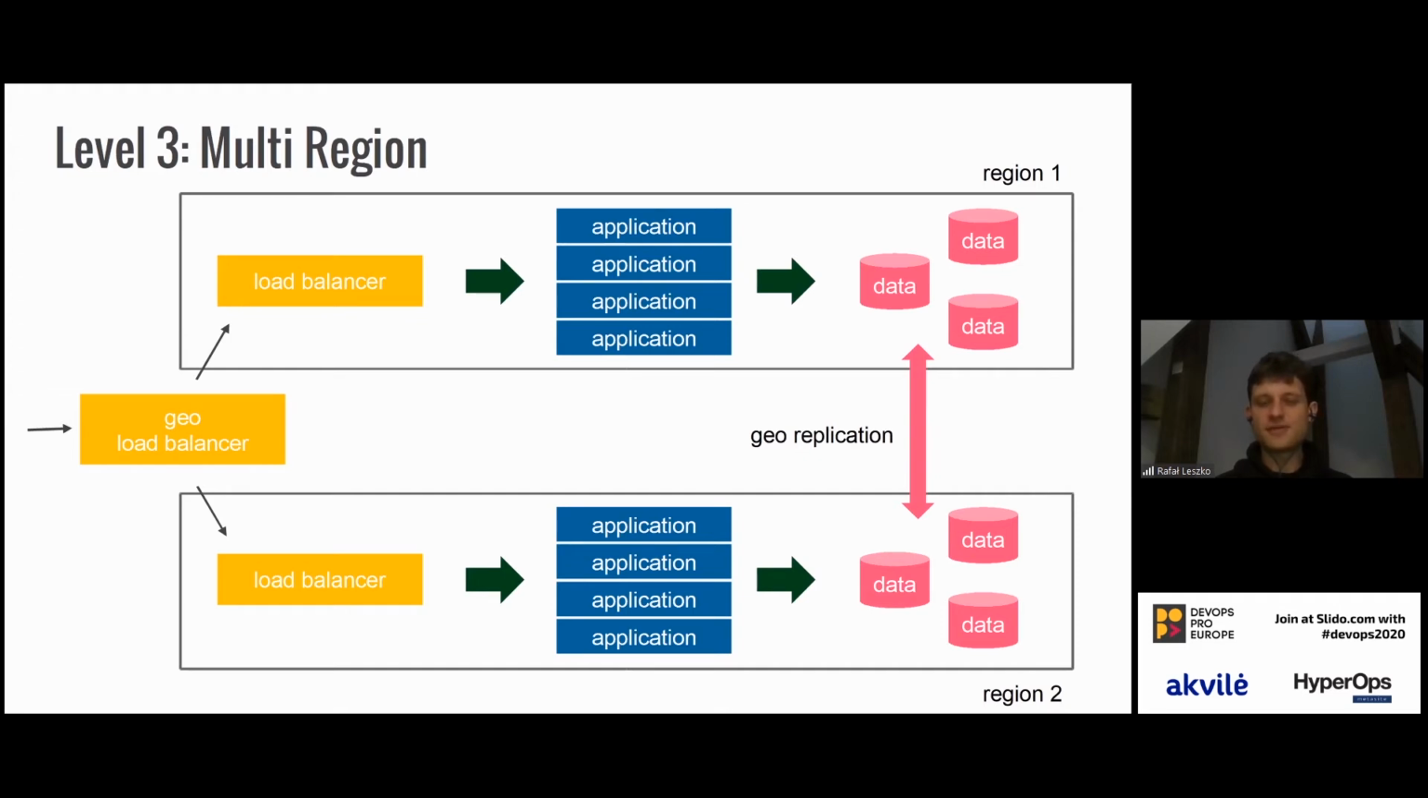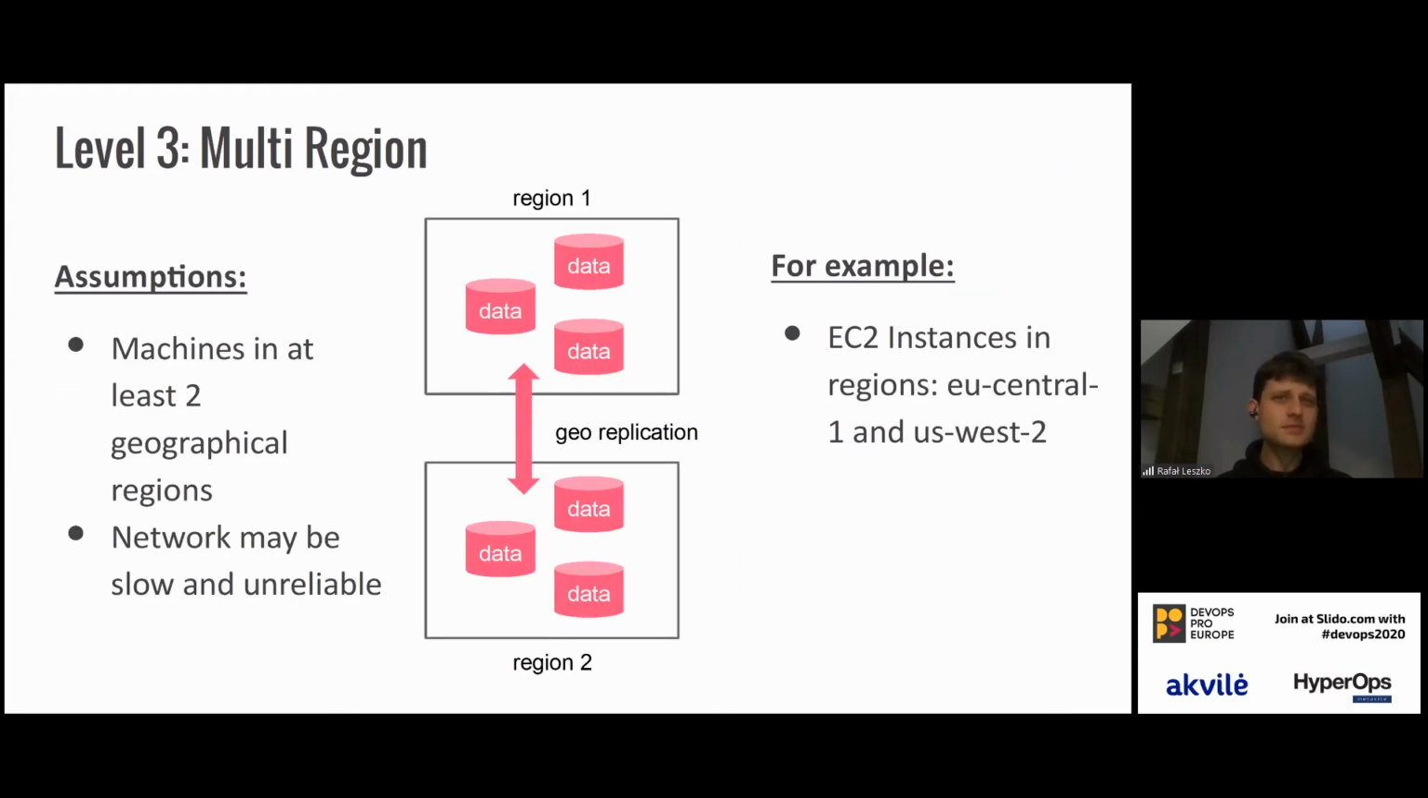We just have to have 2 similar data clusters, and they need to replicate the data, which we will speak about in a moment. So we focus on the data. Our assumption is we have machines in at least 2 geo regions, and the network might be slow and unreliable. Because if we are talking about different regions, then the communication will use public infrastructure, which is very unreliable.